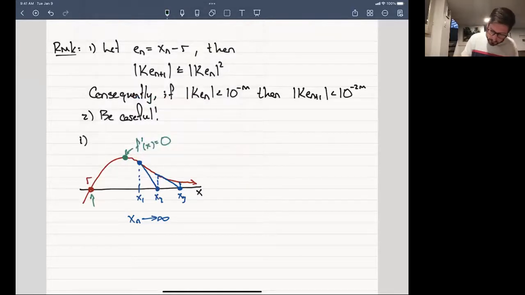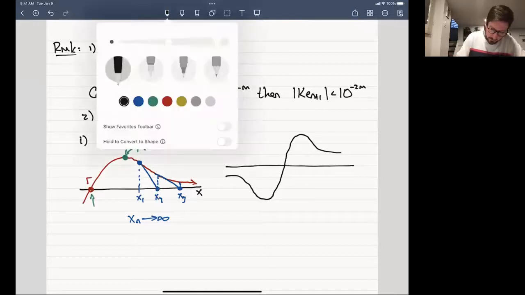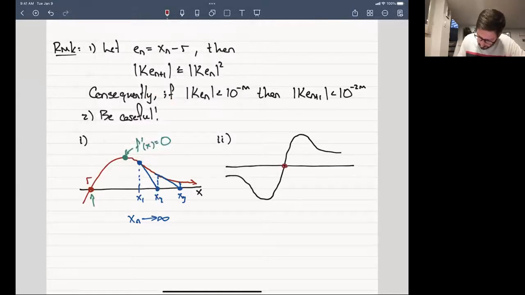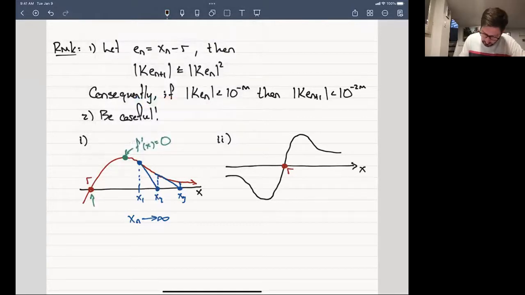All right, let me show you another case where things can go very terribly wrong. Imagine I've got a function that looks like this. The specifics of the function aren't that necessary. Again, here is my root that I might be interested in. And this is my x right here. Imagine I use, say, x1.